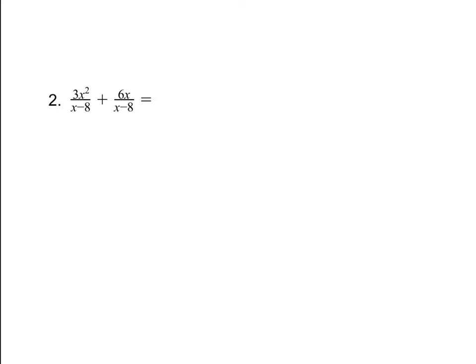Now again, your first check is just to make sure these denominators are the same, which they are. They clearly are, right? So now we just got to add up the numerators. So 3x squared plus 6x. You can't do anything with those. Those are different terms, so you just got to keep them separate. So 3x squared plus 6x over that x minus 8 does not alter. That denominator is never going to change when you're doing this. So there we have it.